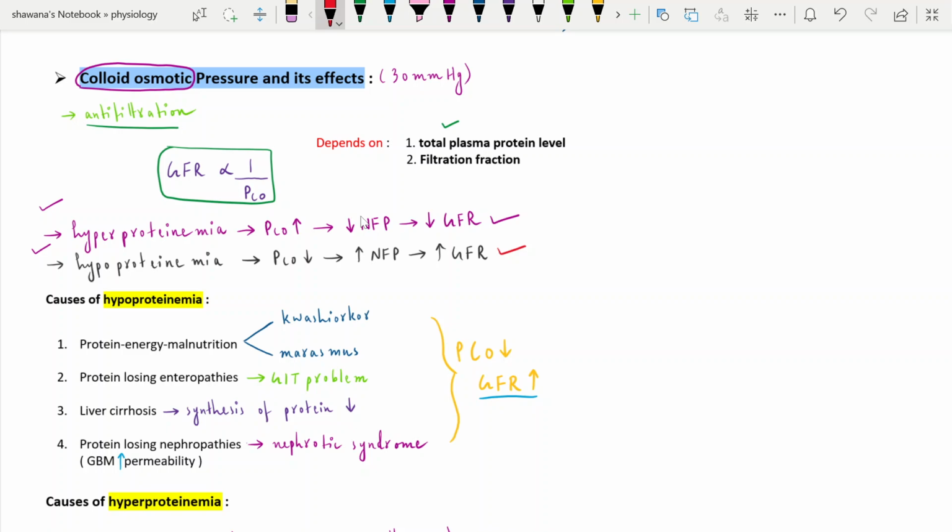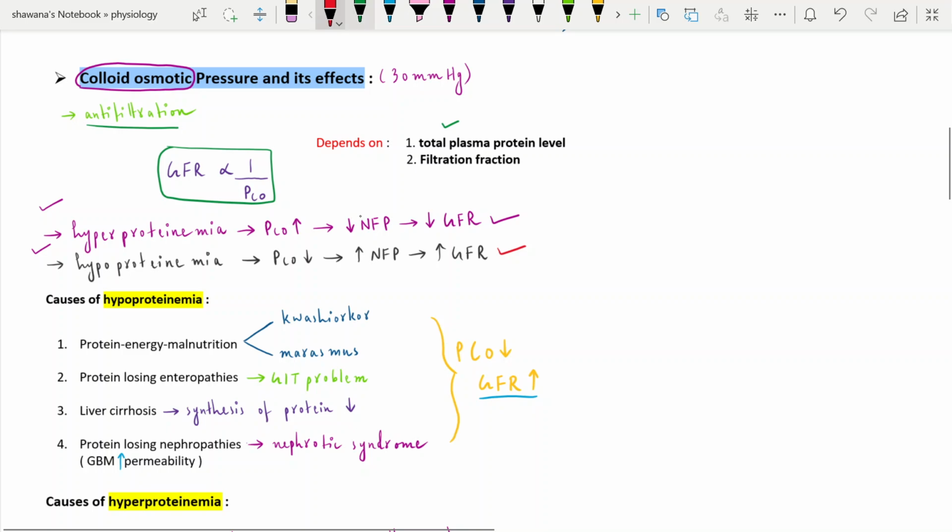First of all, what can be the cause of hypoproteinemia? Hypoproteinemia can be due to several causes, but I will discuss here the most important one: protein energy malnutrition. It means that a child or a person is not taking an adequate amount of protein as needed for the body. In diseases, for example, kwashiorkor and marasmus, these two are protein malnutrition disorders in children. For example, in countries like those in Africa, there is not enough protein available in the diet, so the child can suffer from these two disorders.